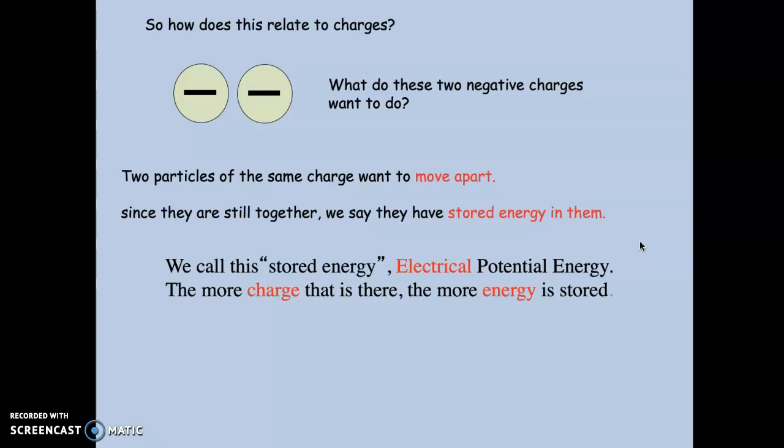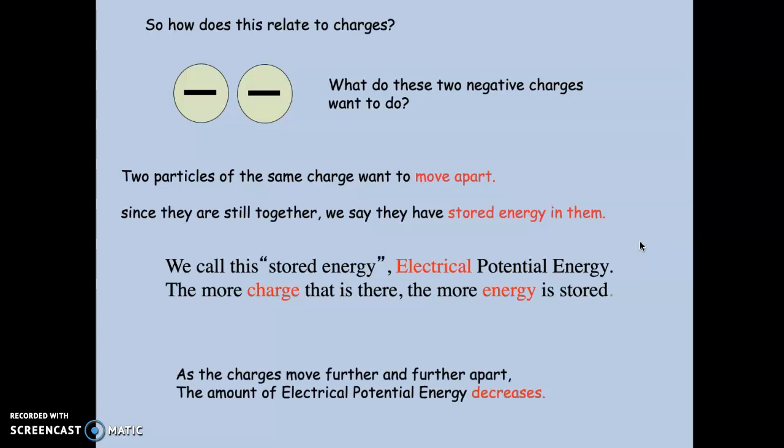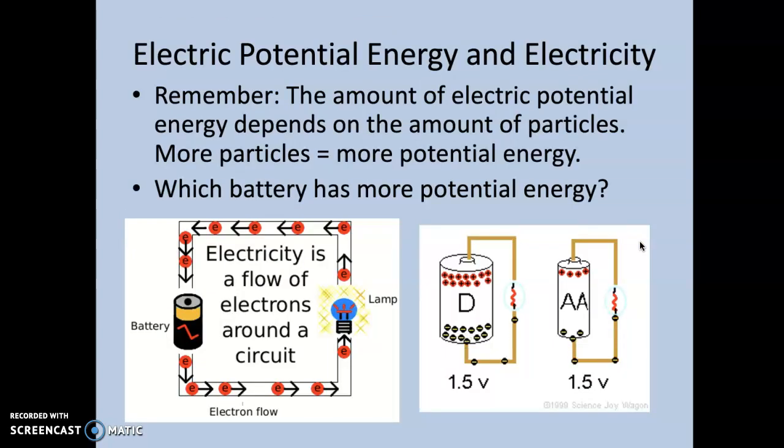Now your body uses this process of electrical potential energy to move stuff across the membrane of cells in and out as well. Which is actually kind of cool. So now you see how this relates back to biology as well. So as the charges move further and further apart, they're interacting less and less, so their potential energy decreases. So the amount of potential energy depends on the amount of particles.